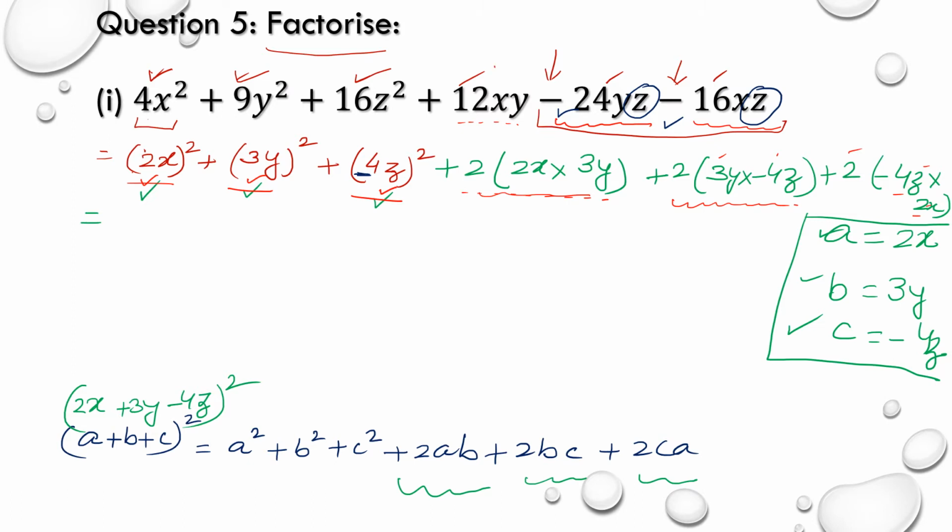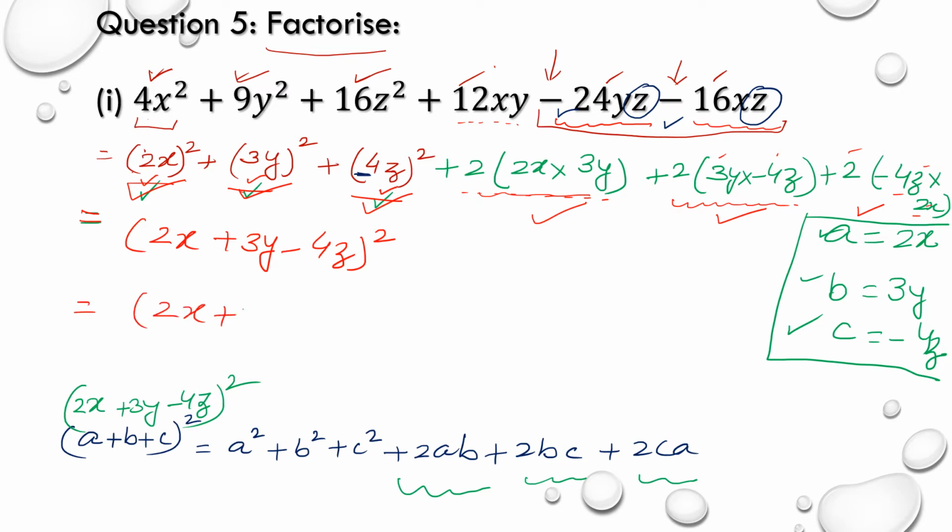Now compare this. a square plus b square plus c square plus 2ab plus 2bc plus 2ca can be written as a plus b plus c whole square. In place of c we will write minus 4z. Right? So a plus b plus c whole square, we will write this twice because the exponent is 2. This is your rough work.